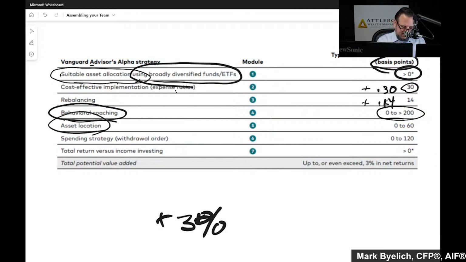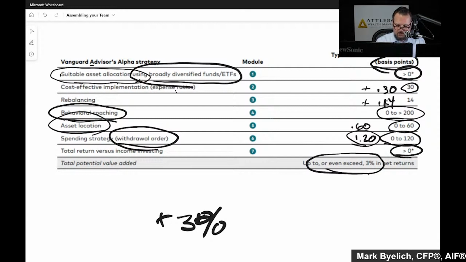A good asset allocation ranges from 0 to 0.60%. That's what that is. A spending strategy or a withdrawal order, this is another huge one. This can go all the way up to 1.20%. And certainly the way we do it with account segmentation, I think adds more value than that. And then total return versus income investing is just about 0. So you can see you can get up to or even exceed 3% in net returns.